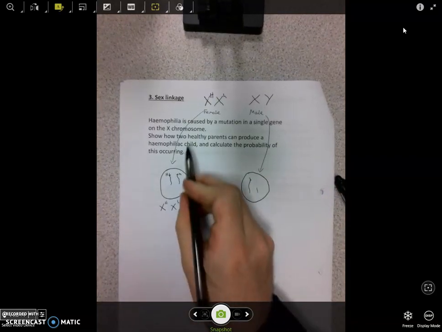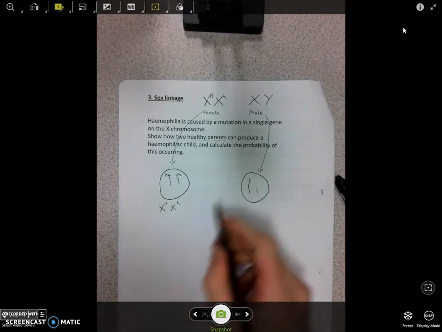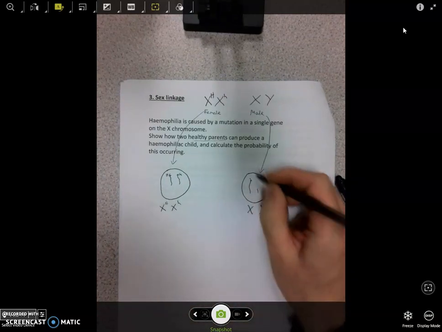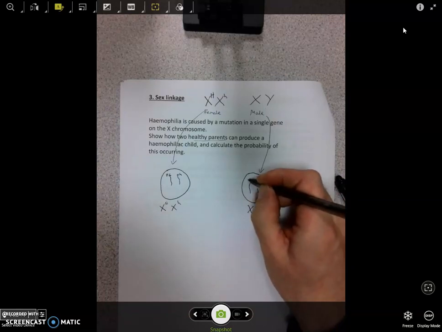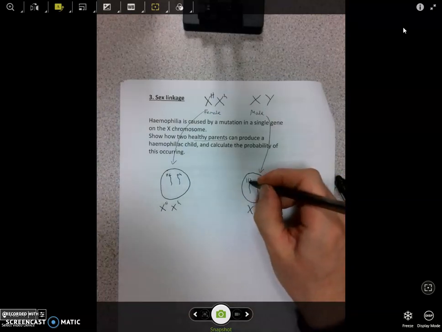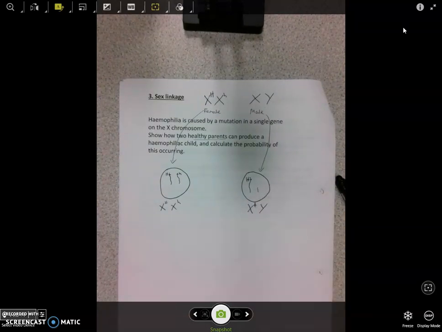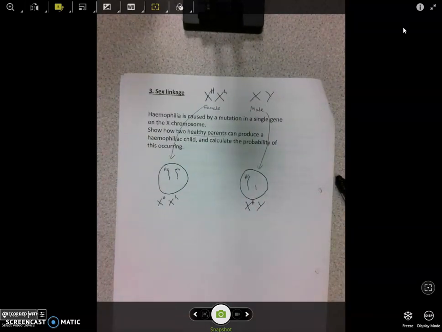Now they're two healthy parents. That means the father, who's going to be XY, he cannot have a lowercase h there, otherwise he'd have haemophilia. He must have a capital H, so that makes him that genotype right there. So now what we've got to do is we've got to work out the gametes. And again, this is the bit where you need to take your time and think carefully. I've had all kinds of crazy answers in these questions in the past.